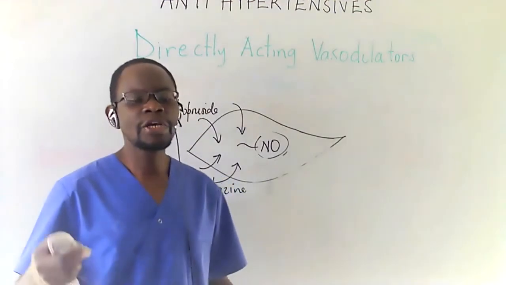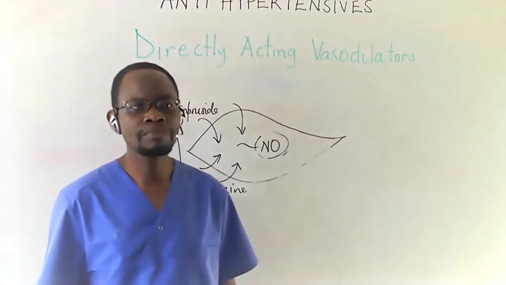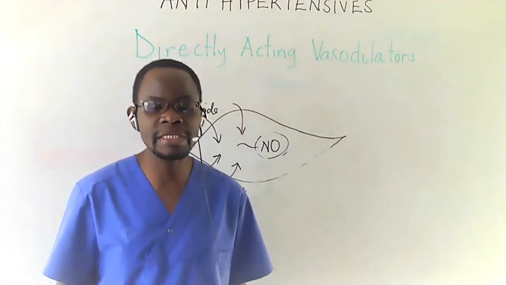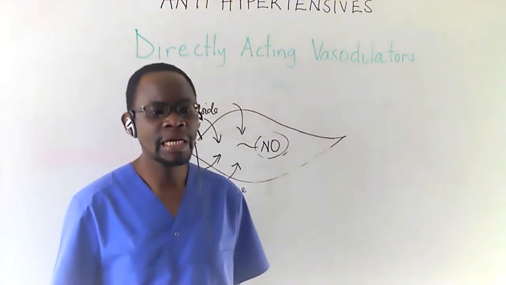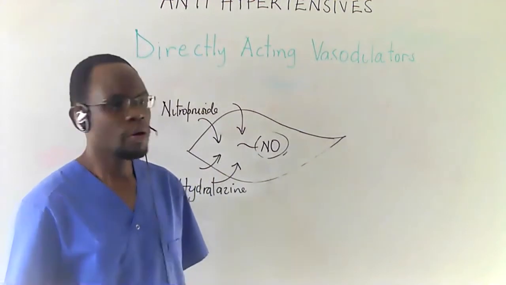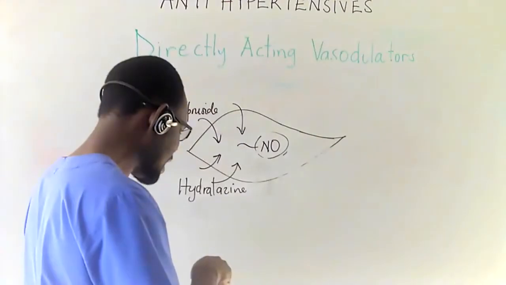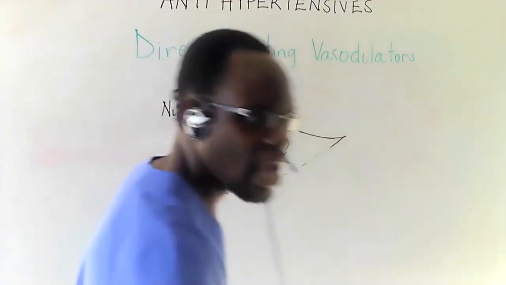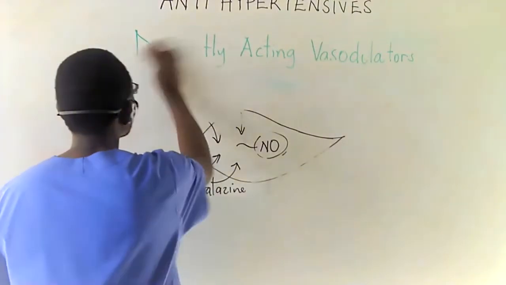It means that, as we said earlier, you will have a decrease in preload, but you will also have a decrease in afterload. And so you will eventually have a decrease in blood pressure. Is that okay? All right. So basically, those are the directly acting vasodilators, and that is how they do their function as far as regulation of blood pressure is concerned.